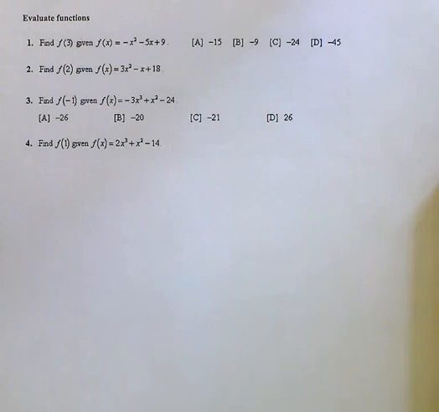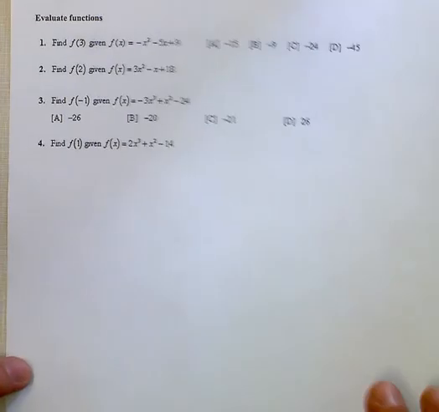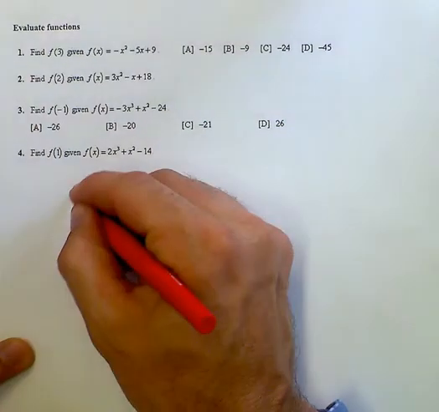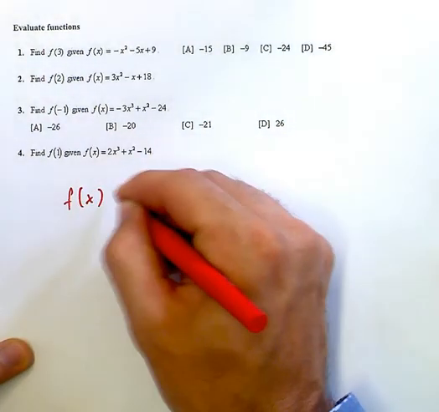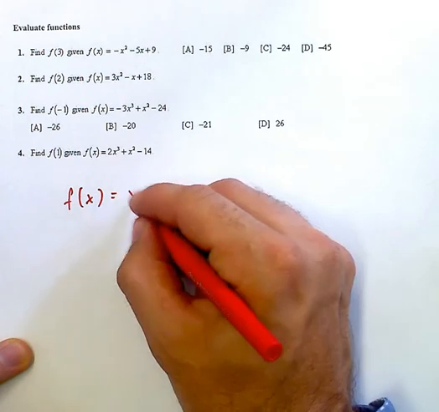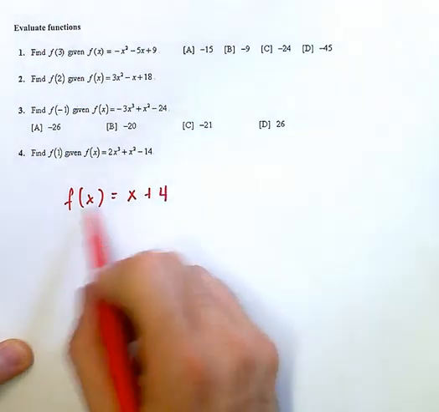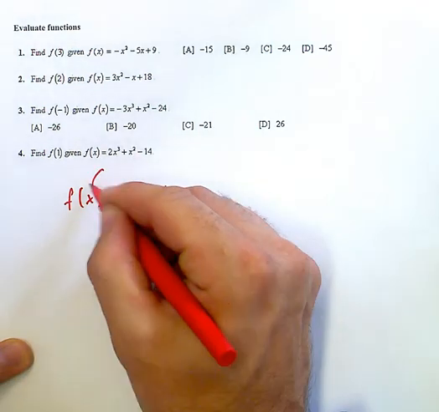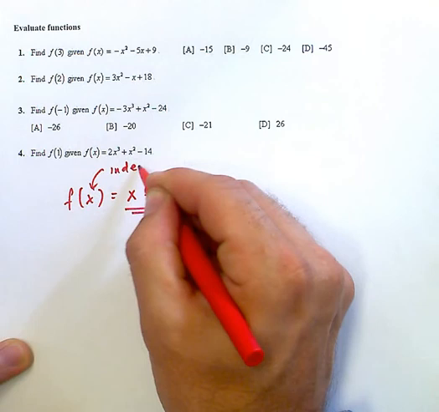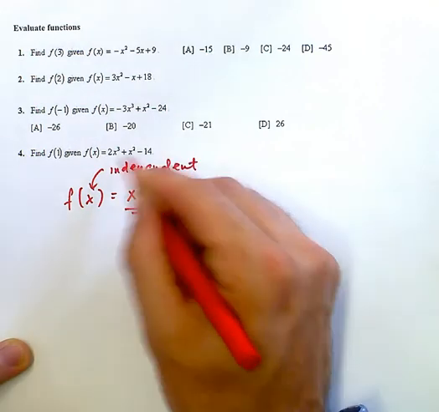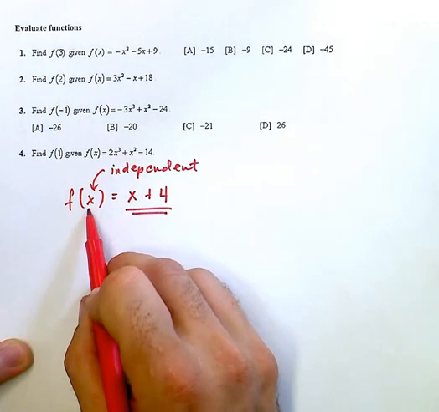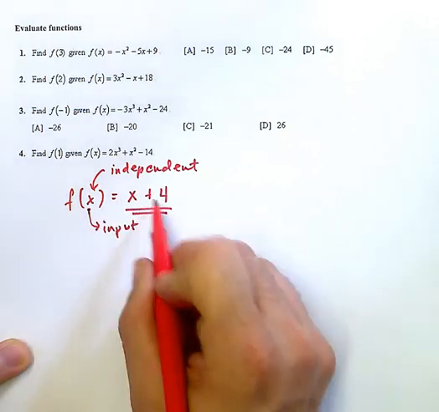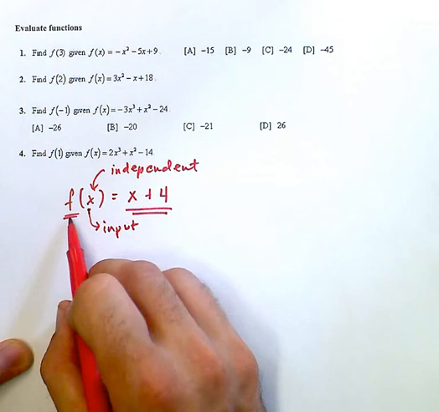Okay, so let's say you're given, and we've talked about this, a function, right? F of x is equal to whatever, x plus 4. What this is saying is that you have a function here that depends on an independent variable. Whatever this is, your x, we could call this your input, whatever you put in for your input will result in an output of this function.